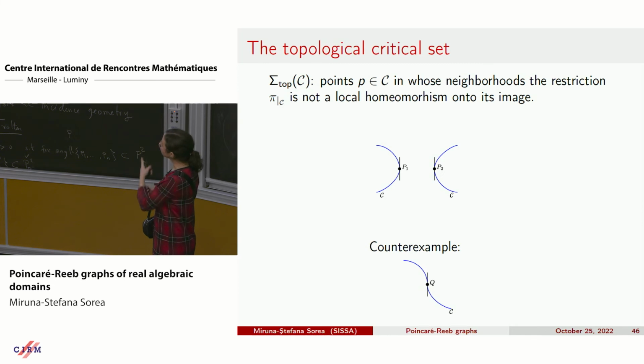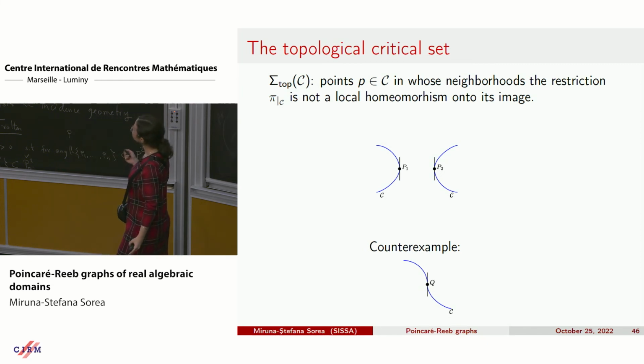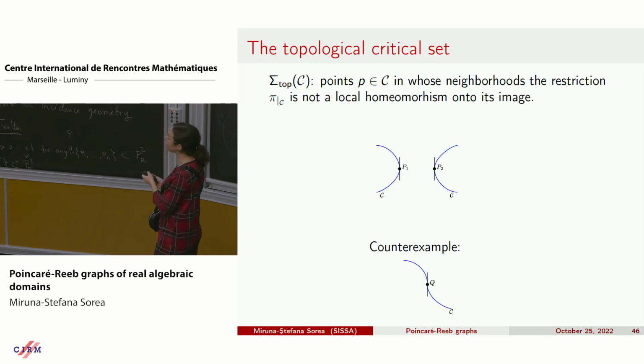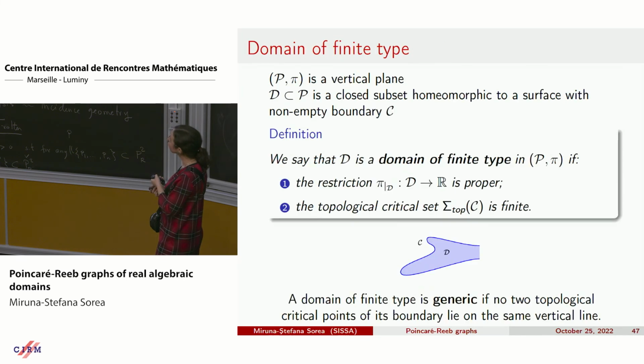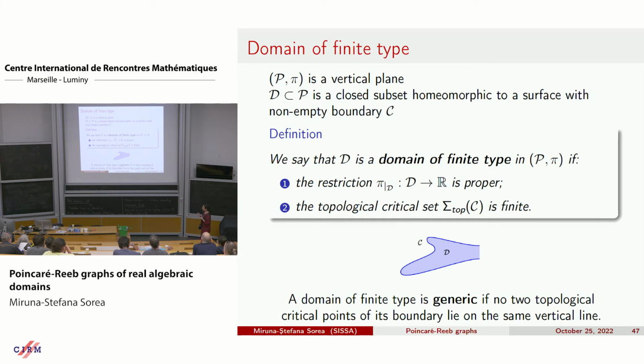I need to also introduce the topological critical sets. So if you look at the curve in the plane, the topological critical points are those where this pi restricted to the curve is not a local homeomorphism. So these two are topological critical points, and this is not. So an inflection point where the curve crosses the tangent won't be considered a topological critical point from now on.